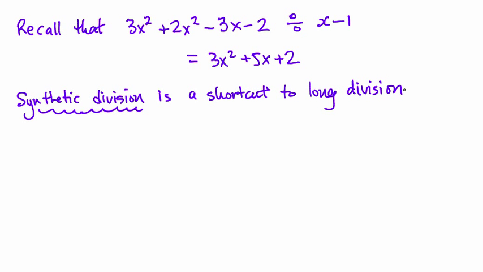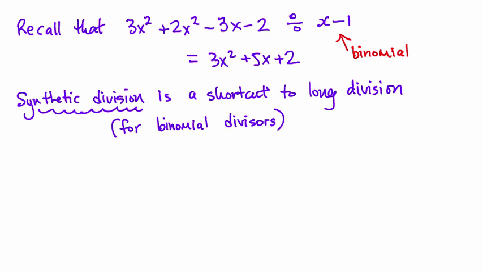However, synthetic division only works if you have a binomial divisor. So you need to have something like x minus 1 and not something like x squared minus x plus 1. So here's how it works. First of all, write down the root. So you solve the polynomial divisor for equal to 0 and you write down the root.